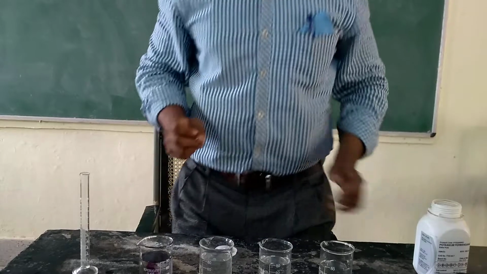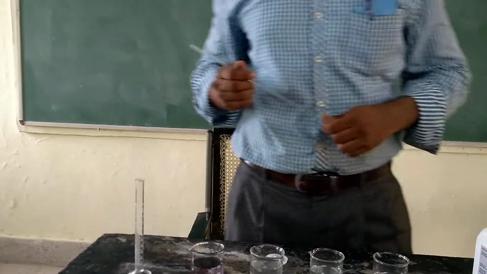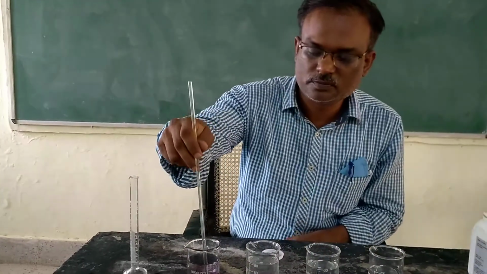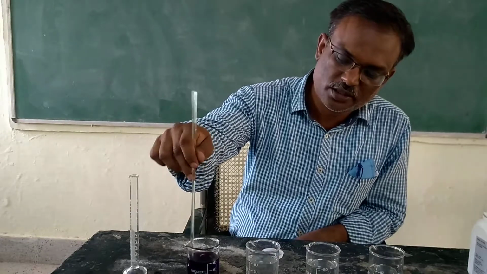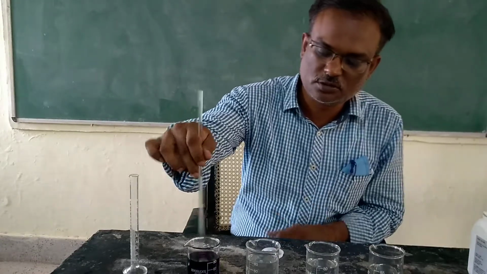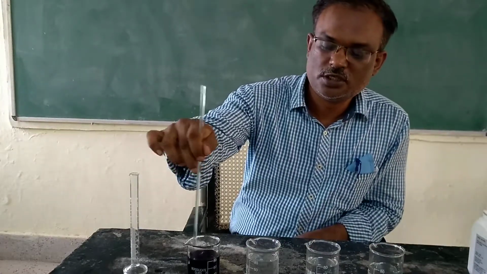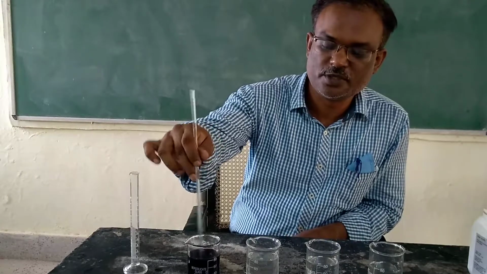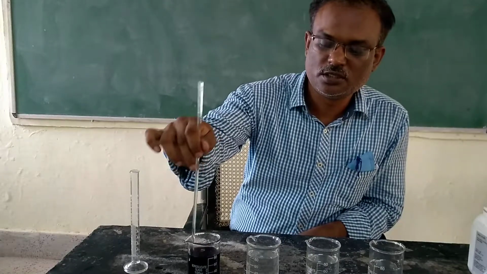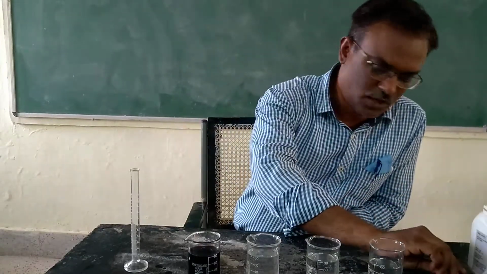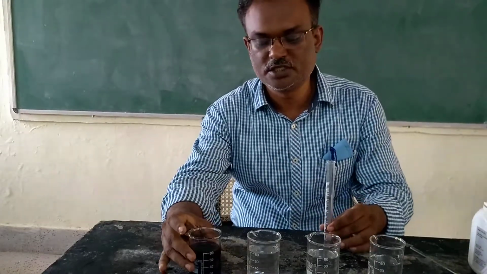Now see that the color of the potassium permanganate has changed. It is now purple, or we can say it is a violet color. The whole solution has become violet colored because the particles of potassium permanganate are dispersed or dissolved all over the water.